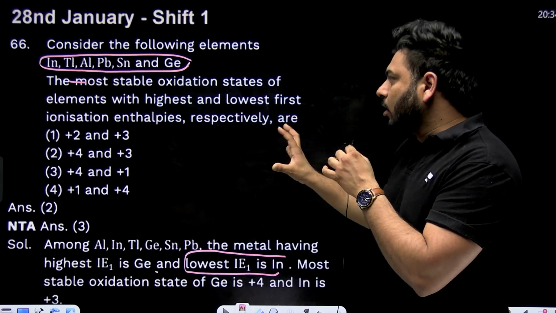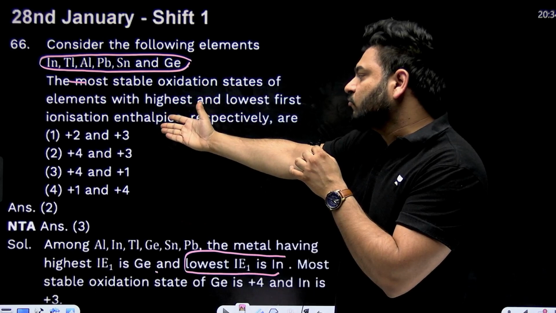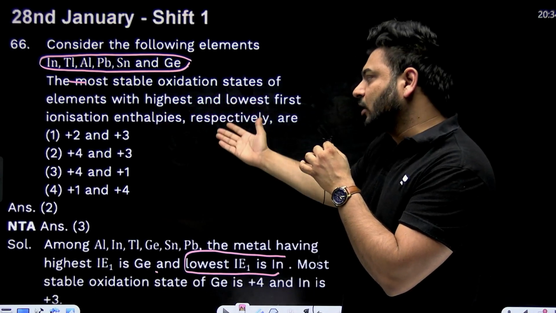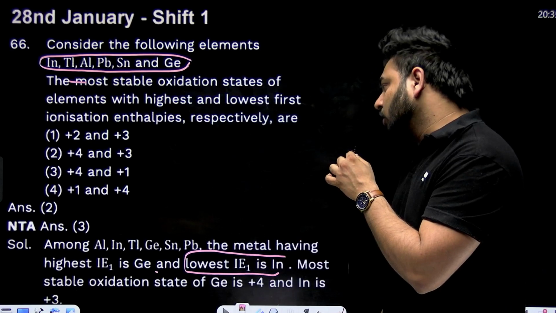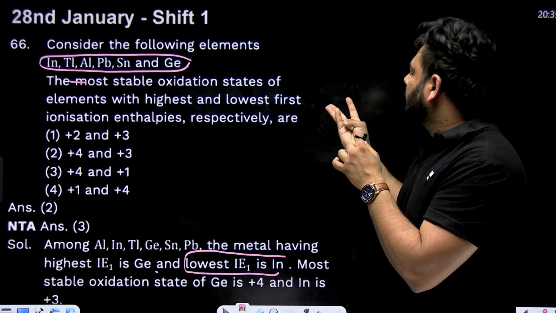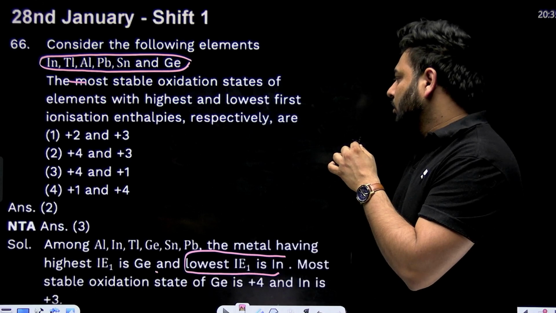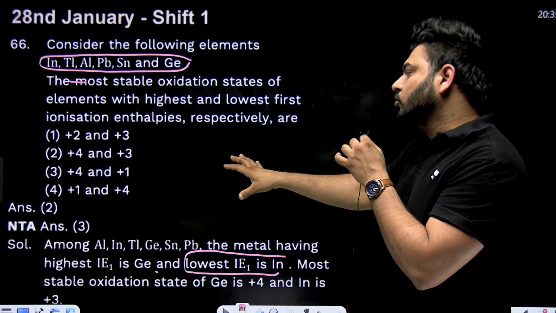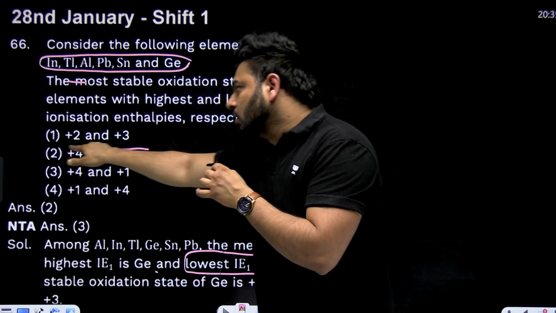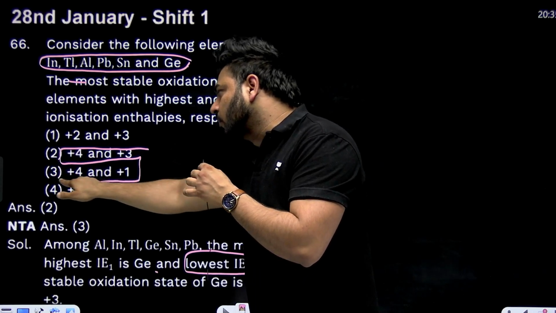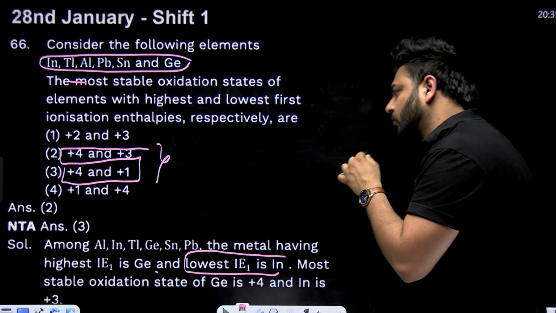So if we talk about their most stable oxidation states, for group 14 we'll be having the positive 4 oxidation state. For group 13, especially indium, it is the positive 3 oxidation state. Boron, aluminum, indium, thallium. So it's a controversial question to me. It could be positive 4 and positive 3, and it can also be positive 4 and positive 1. So this is a controversial question I find, and we'll move to the next question.